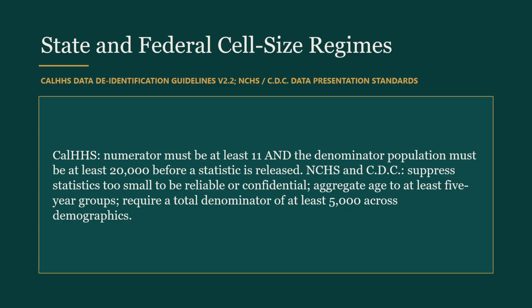Note what the age rule does to your transformation plan. If you were planning single-year ages inside a public product, that plan is already out of step with federal statistical practice, regardless of what your risk metric says. When your engagement touches state or federal reporting, cite the applicable regime by name in your report, and show that your transformation satisfies the stricter of it and your own threshold.